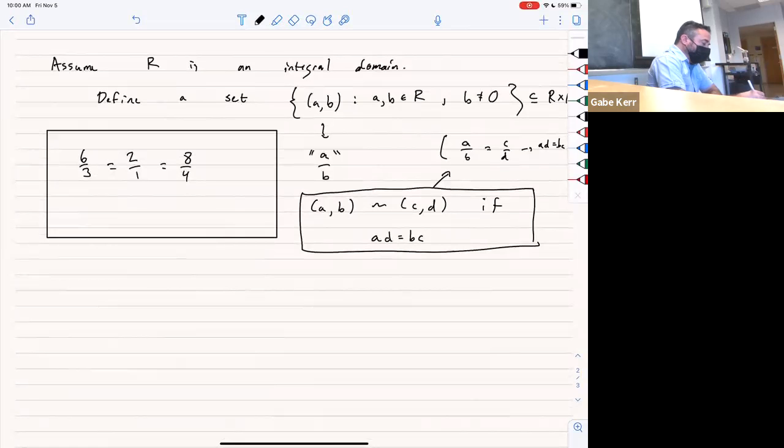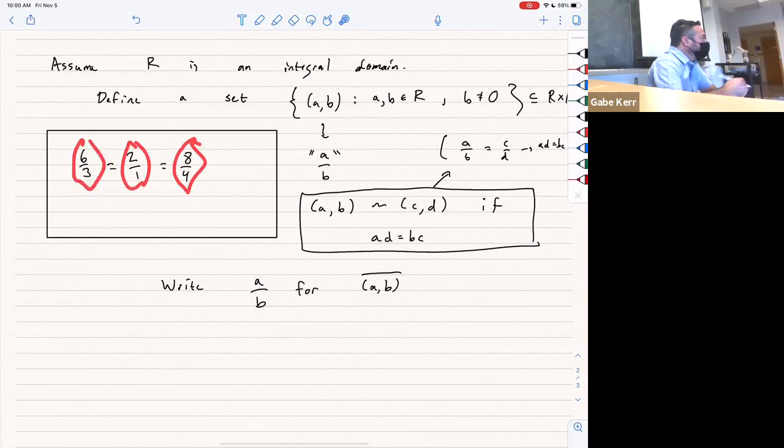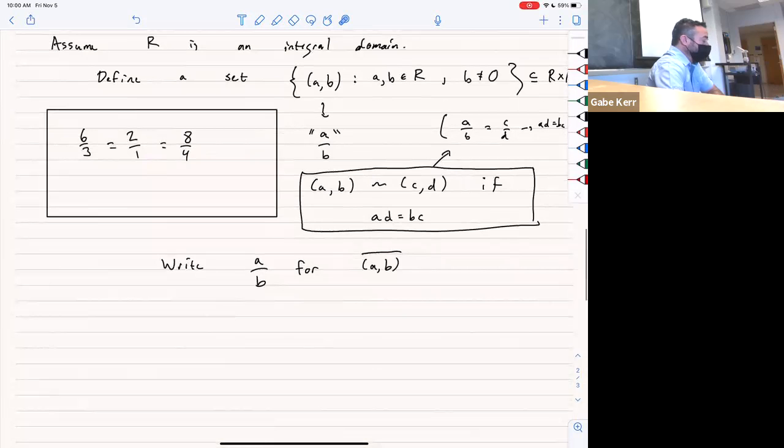Now I'll write A over B for the equivalence class. Now it's sensible. I remember what notation we use, brackets or something, bars. And when I choose these different ways of writing my fractions, I'm actually choosing different representatives of that equivalence class. Pairs of integers that represent the same equivalence class. But yeah. What does the bar mean there?